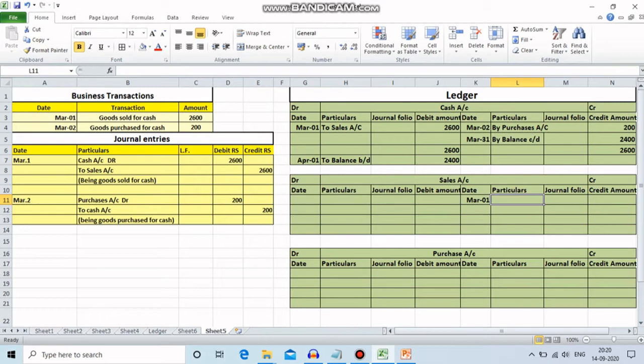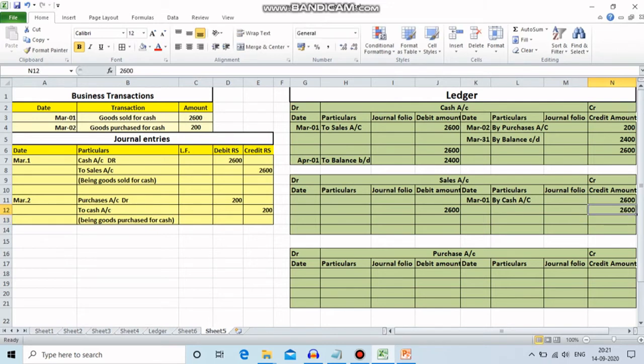As per the rule, cash should be credited in the ledger. So we will mention by cash in the particulars column on the credit side of the ledger. And we will mention the credit amount, that is 2600. As per the balancing rule, the highest amount is considered to balance on both the sides. Here we have only one account with amount 2600, so we mention 2600 on both the sides.